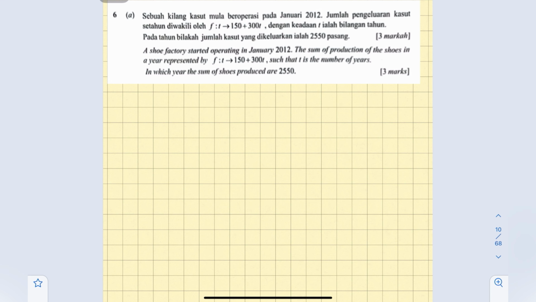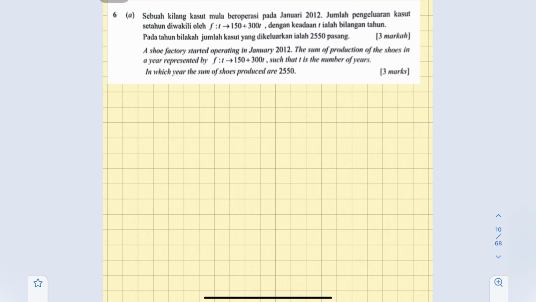6A, a shoe factory started operating in January 2012. The sum of production of the shoes in a year represented by FT equals 150 plus 300T, such that T is the number of years. In which year are the sum of the shoes produced 2,550?